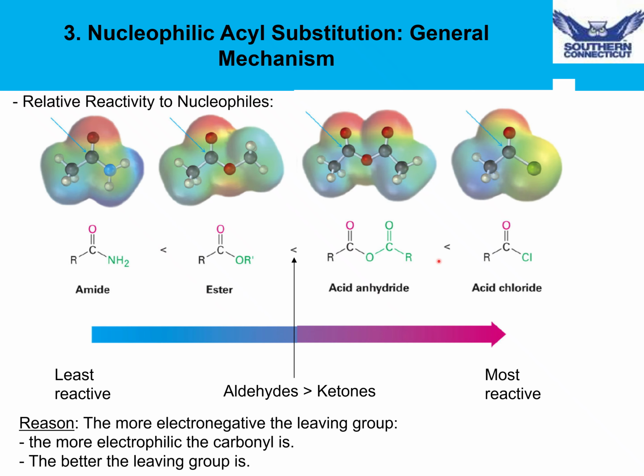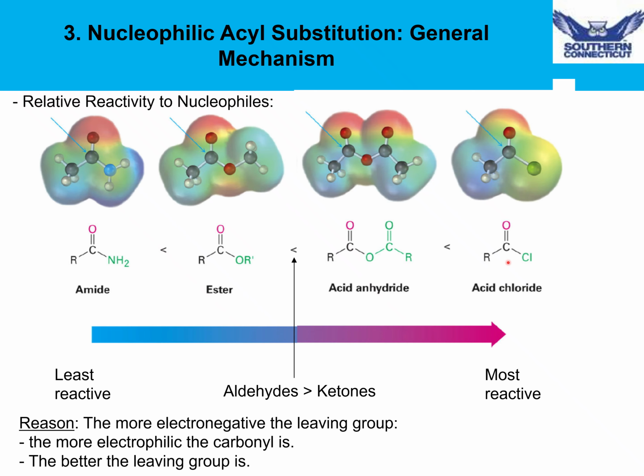How good of a leaving group it is depends on a few factors. For example, the electronegativity of the atom that is attached to the carbonyl. It has to do also with the resonance stabilization of a negative charge. So in the case of anhydride, the leaving group is essentially a carboxylate group, which has a negative charge on this oxygen once it's kicked out, which can be resonance stabilized. So for that reason, anhydrides are a little bit better. They have a better leaving group than the esters.